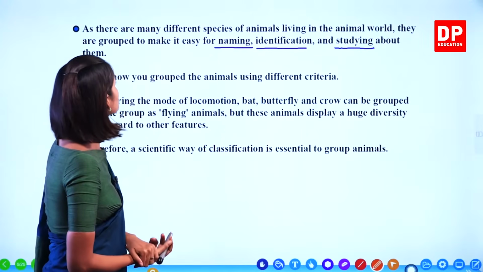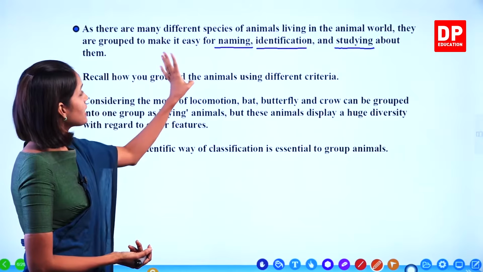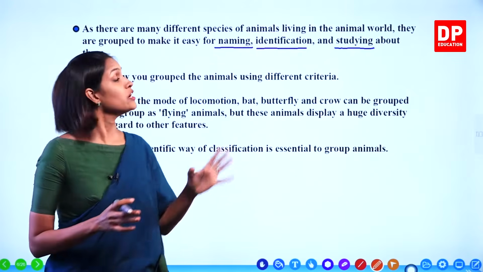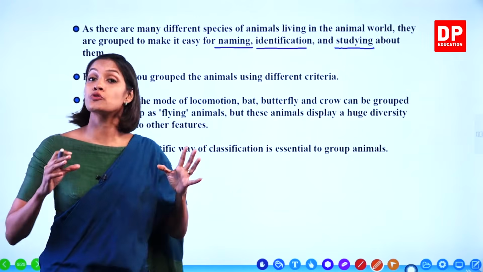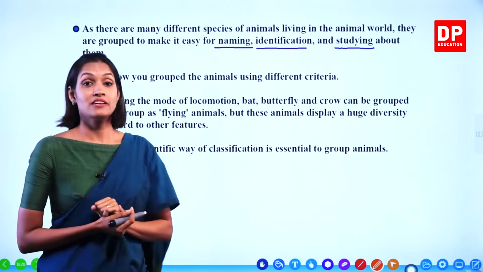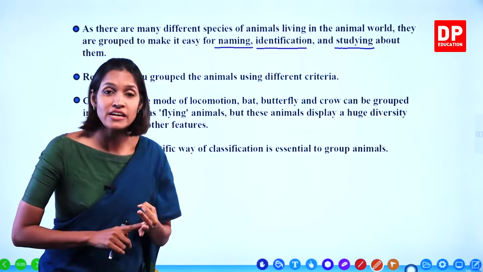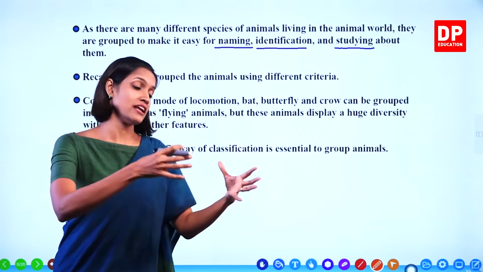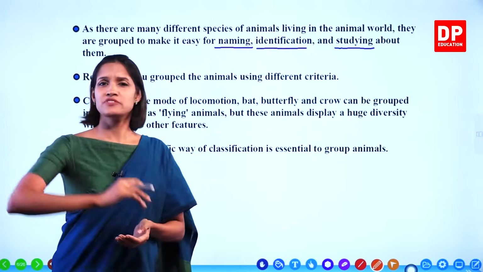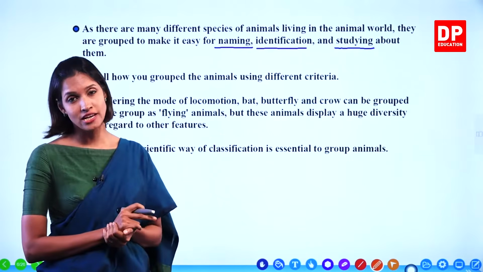As there are many different species of animals living in the animal world, they are grouped to make it easy for naming, identification, and studying about them. So why do we have to divide these animals into different groups or categorize them, right? There are a number of benefits of grouping animals. It's easy to study. It's easy to identify. Let's say that there are some animals who can fly, right? So if we include those animals in the group of animals who can fly, just by looking at this group, we know that these types of animals can fly. They might have wings to fly, likewise.